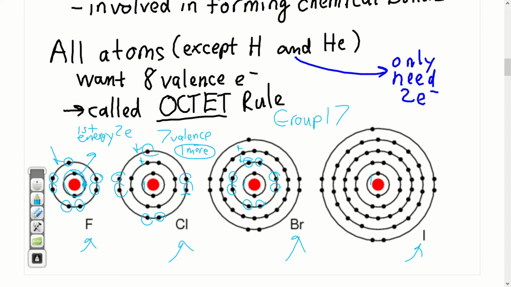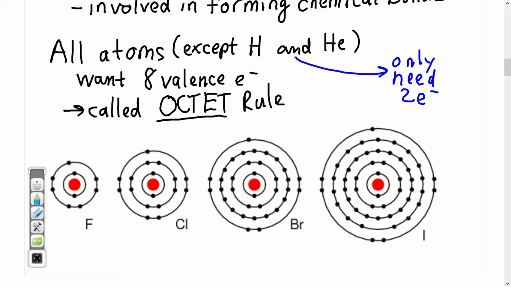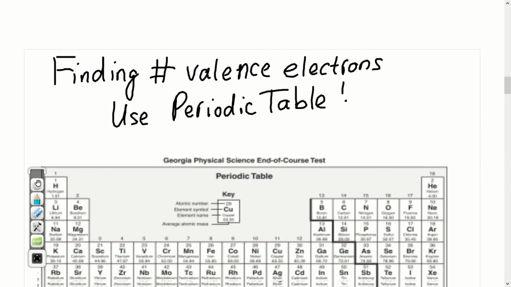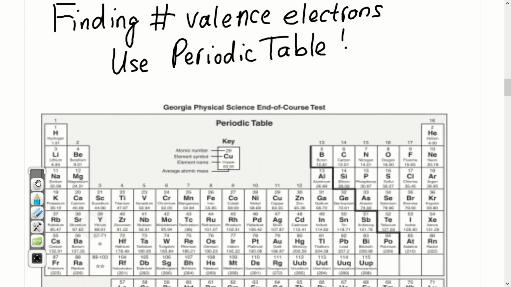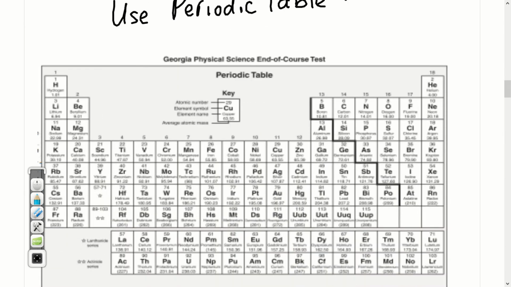And again, all atoms are trying to get 8. But we're going to see in a moment that the periodic table is actually telling us how many valence electrons each group has. It turns out group 17 has 7 valence electrons. So where do we find this trend? On the periodic table, which tells us how to figure out the number of valence electrons.